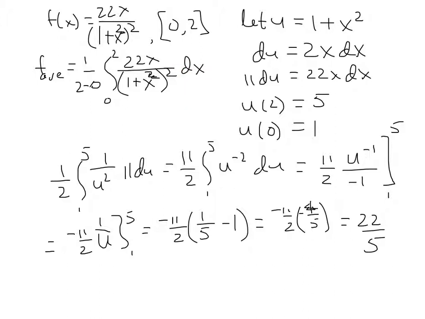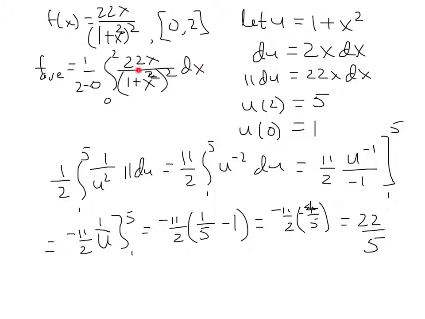And we'll need to make a substitution. So we'll let u be 1 plus x squared. That'll make du 2x dx. And then if we multiply both sides by 11, we'll have 11 du is 22x dx. And then substituting our limits of integration, we'll have u of 2 is 5 and u of 0 is 1.